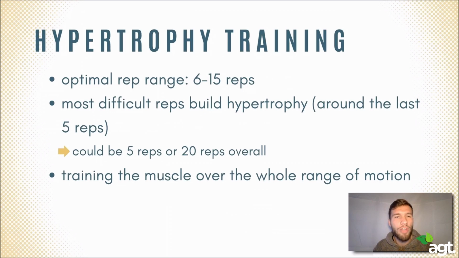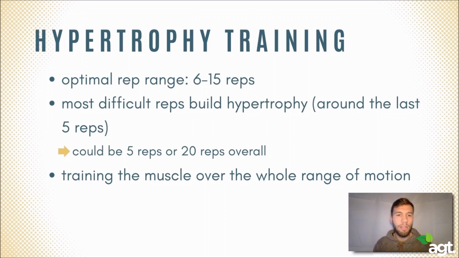When it comes to training hypertrophy, the optimal rep range is about 6 to 15 reps, though the most difficult reps, which are around the last 5 usually, are where we really build hypertrophy. So it could be 5 reps overall, or it could be 20 reps overall, as long as there's 5 difficult reps. To increase our hypertrophy, we don't necessarily have to train until muscle failure.